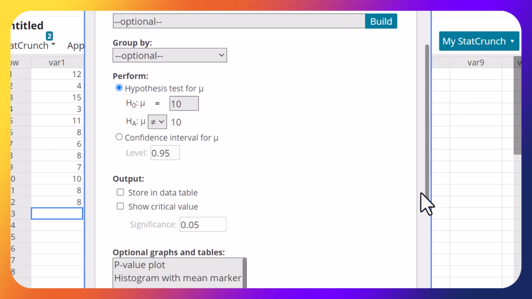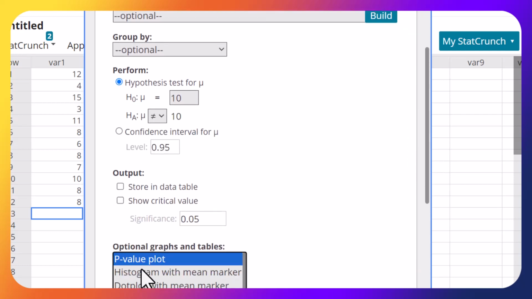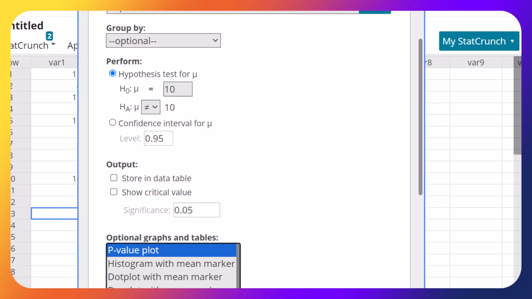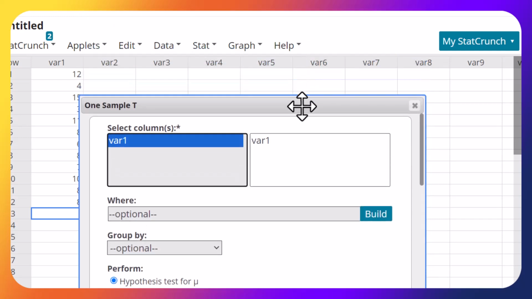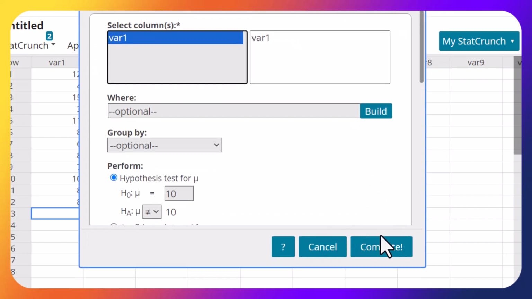And if you guys want to see the p-value plot, you just select it from here. And you want to see what I'm doing next. I'm going to hit compute. You don't see the compute, but it is there. Let me just reduce this and I can show it to you. You see right here.